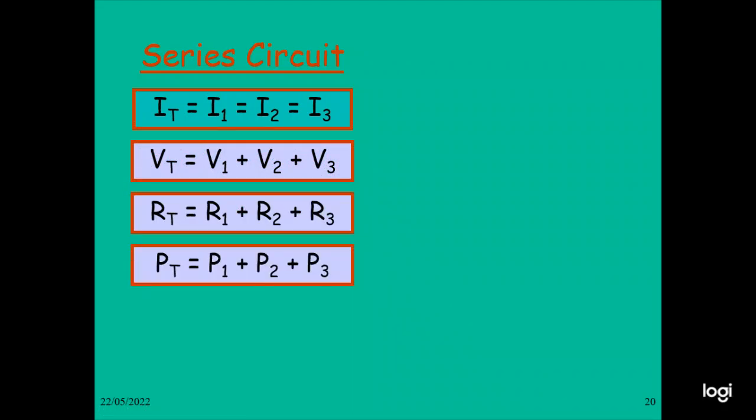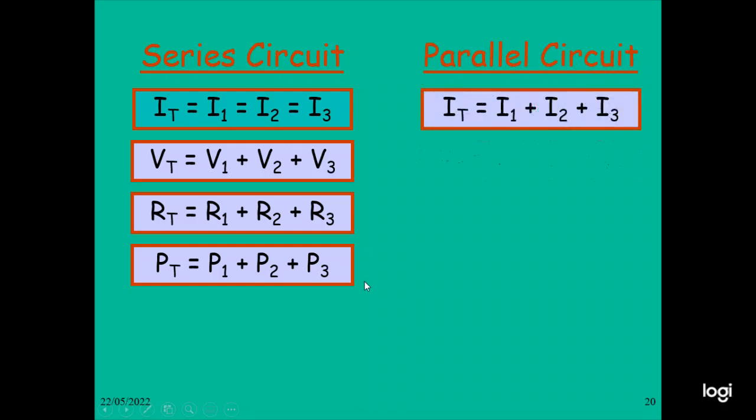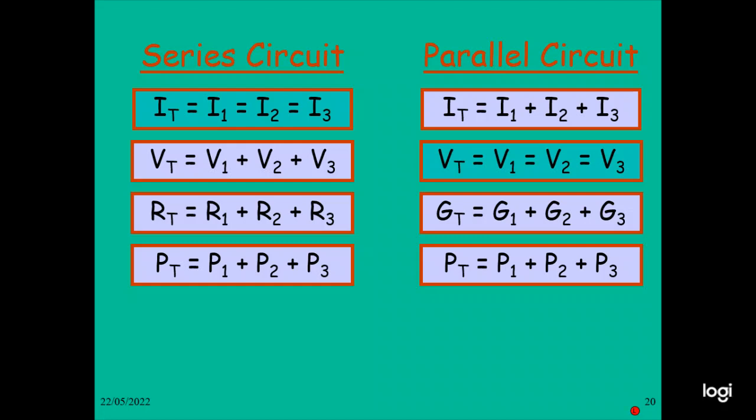For the series circuit connection, ID equal to I1 equal to I2 equal to I3. VD equal to V1 plus V2 plus V3, R equal to R1 plus R2 plus R3. PT is P1 plus P2 plus P3. For the parallel circuit connection, I equal to I1 plus I2 plus I3, VD equal to V1 equal to V2 equal to V3, GD equal to G1 plus G2 plus G3, and PD equal to P1 plus P2 plus P3. Those are the formula relations between the voltage, current and the resistance of the series and parallel circuits.